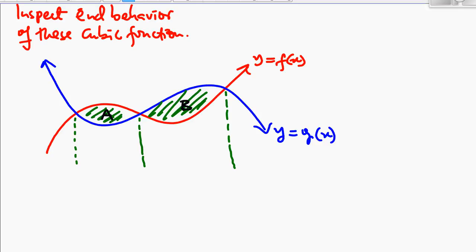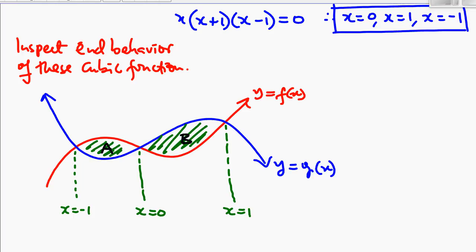Now this is when x is equal to -1. This is when x is equal to 0, and this is when x is equal to 1. We have already worked this out from our answers here. I'm not just creating things from here. These are the points where the curves are intersecting. Now, one more thing that you need to know is this.